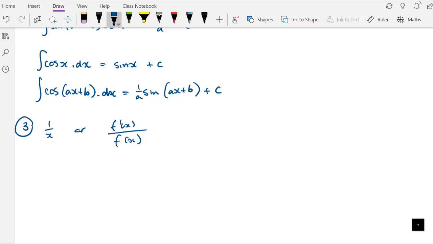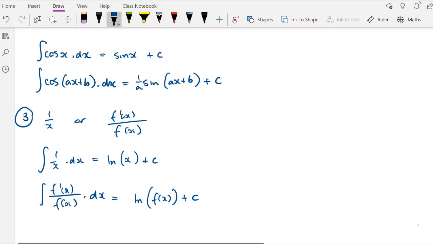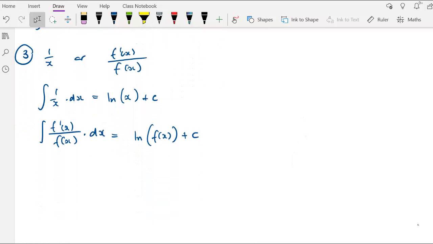When we look at the 1 on x, or derivative over the original function, I like to call these the special quotient rule. So if we have the integral of 1 on x dx, as 1 is the derivative of x, it's simply going to be the natural logarithm of x plus c. And probably more useful for us is that if we have the integral of the derivative of a function over the original function dx, it will be the natural logarithm of that original function plus c. Okay, so that becomes very useful. And it will pop up a lot, particularly when we get to partial fractions and more complex integrals.